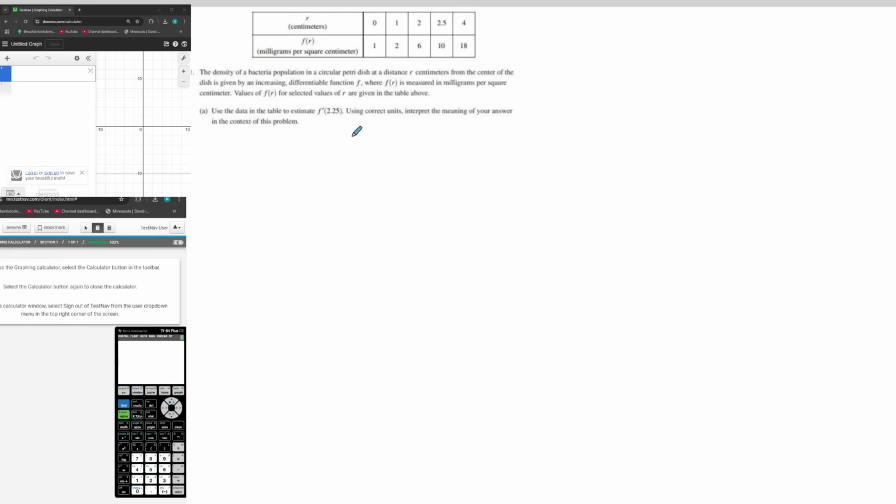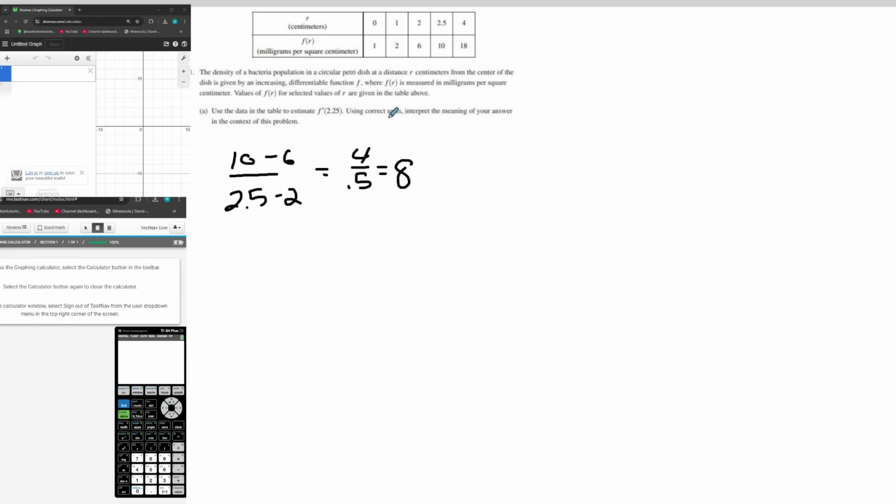So this is probably worth 2 points. Keep in mind every FRQ is worth 9 points, so we'll probably get a point for getting the correct number and then a point for getting the correct interpretation. So how do we estimate f prime of 2.25? Well, we're just going to use the average rate of change between these 2 points because that is where 2.25 is in between. So I would do 10 minus 6 over, then I would do 2.5 minus 2, right? So I would get 4 over 0.5, which is going to equal 8.